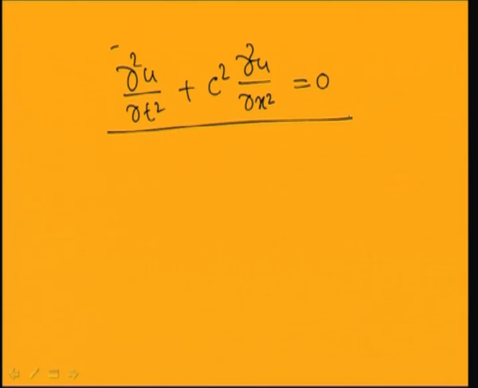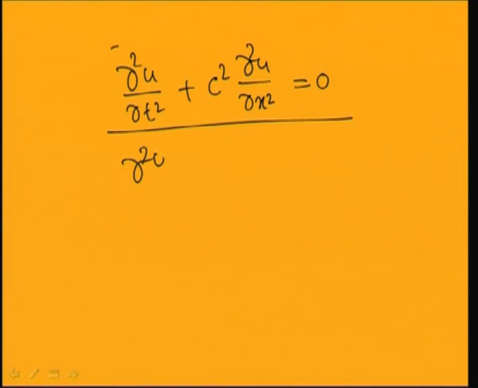In case of longitudinal vibration of a rod, torsional vibration of a rod, and for the string, we have found the equation of motion which can be written as del square u by del t square plus c square del square u by del x square equal to 0. This equation is known as the wave equation, and in today's class we are going to find the response of the system for systems whose equations are written in terms of the wave equation.